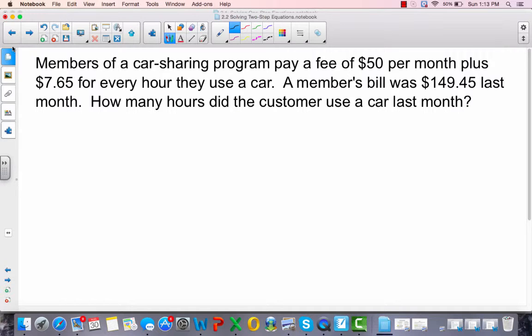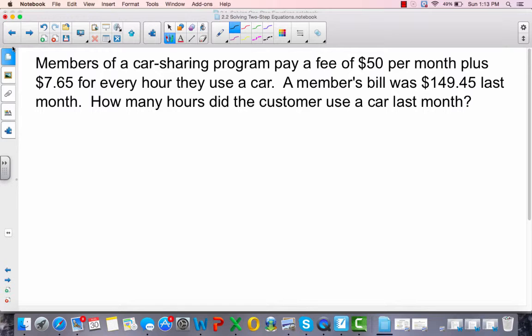Members of a car sharing program pay a fee of $50 per month plus $7.65 for every hour they use a car. A member's bill was $149.45 last month. How many hours did the customer use a car last month? Oh my goodness, it's a word problem. Let's see how we ought to do this.